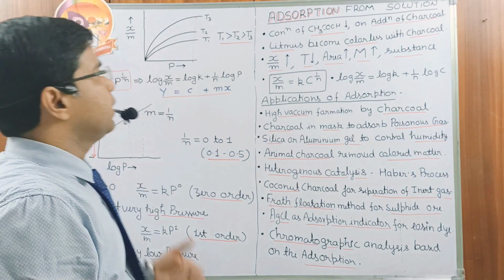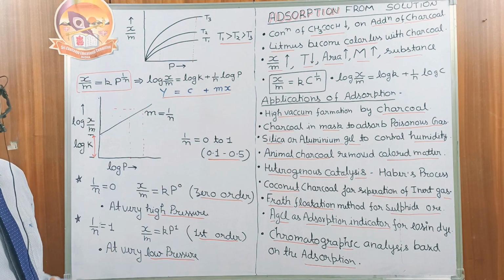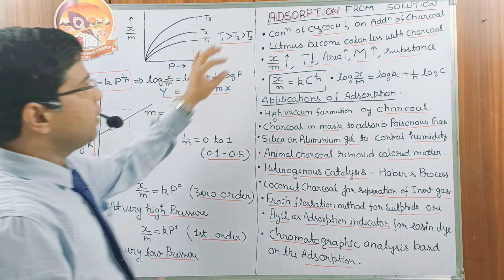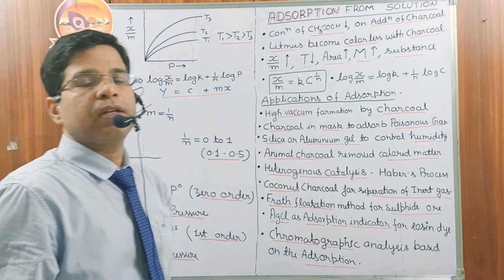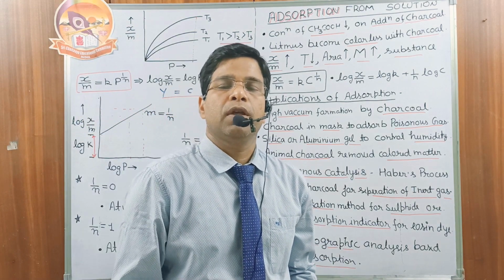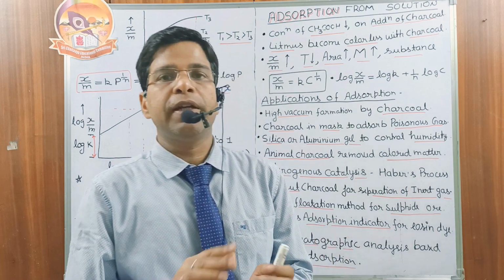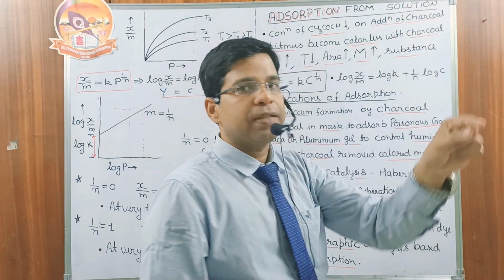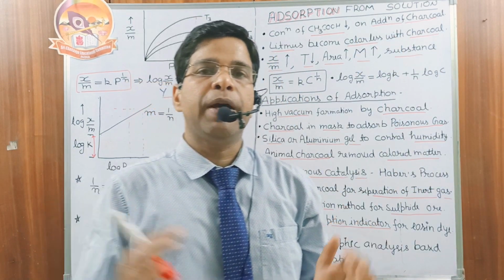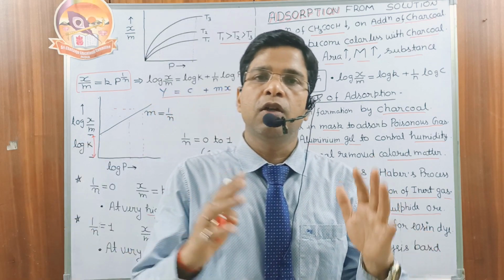Now next we have the adsorption from solution. What are the examples of adsorption from solution? Suppose we have acetic acid, in which the concentration is 1 molar. If we add activated charcoal, and after some time we calculate the concentration of the acetic acid, that concentration has to be less than 1 molar. Why? Because many molecules of the acetic acid are now adsorbed at the surface of the charcoal.